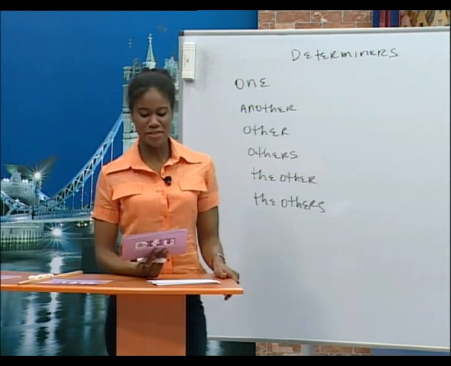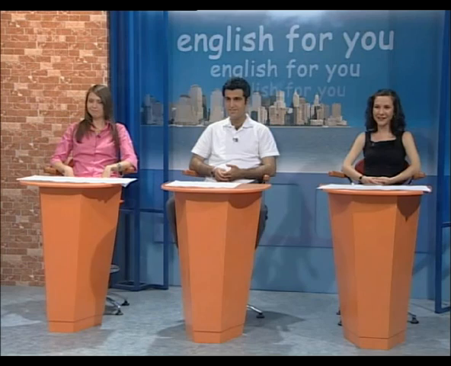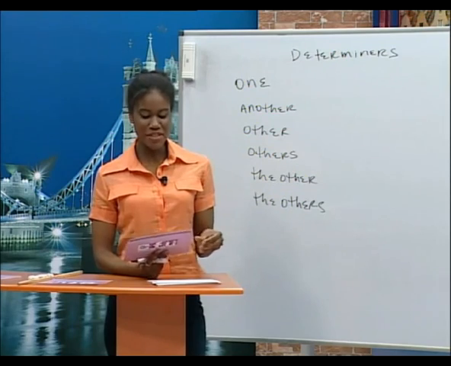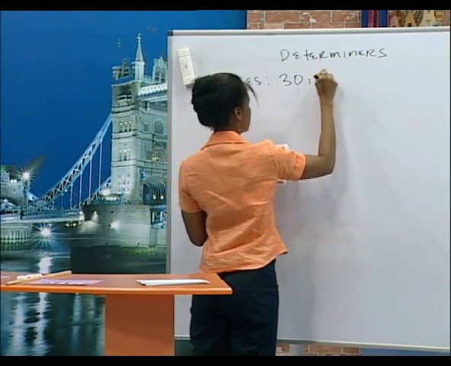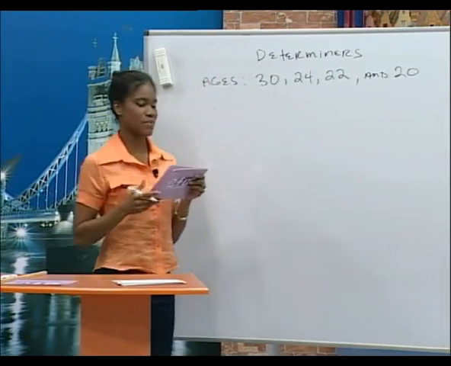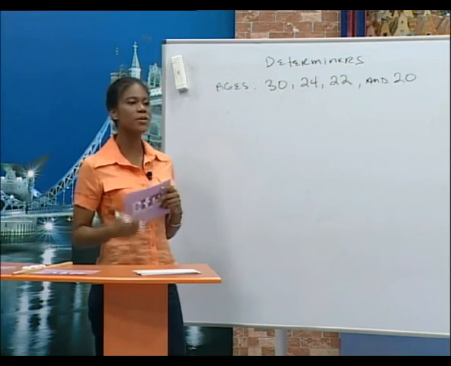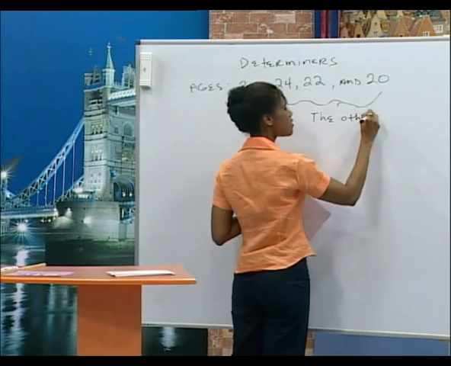Okay, let's practice using some of these determiners to talk about things in a group. Are you ready? Yes. Sylvia, imagine that you have four brothers in your family. Their ages are 30, 24, 22, and 20 years old. What does your oldest brother do? My oldest brother is a doctor. And what do your other brothers do? They are all students. So your 30-year-old brother is a doctor. You have three others, so we'll call your other brothers the others.